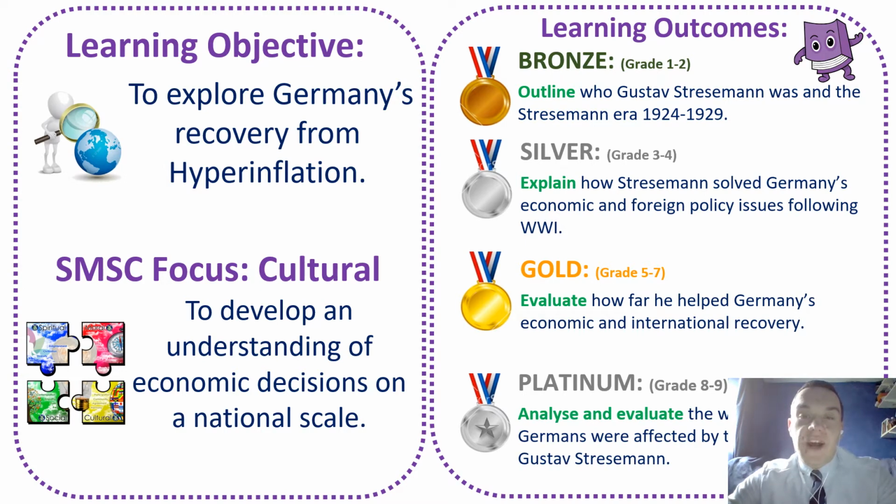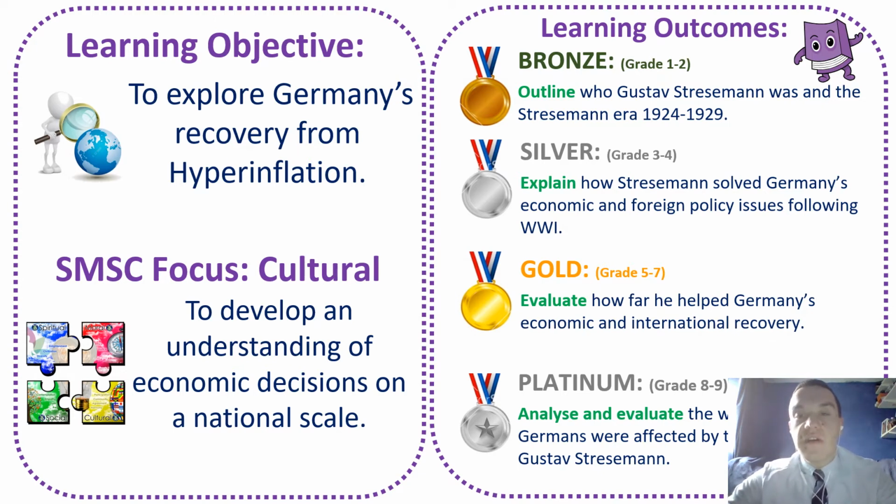At bronze, we can outline who Gustav Stresemann was and what the Stresemann era was, from 1924 to 1929. At silver level, we can explain how Stresemann solved Germany's economic problems, to do with money, and his foreign policy issues following World War One. Foreign policy is how he dealt with other countries all around the world. Did he want to be friendly with them? Did he want them to help him? Was he willing to help them?